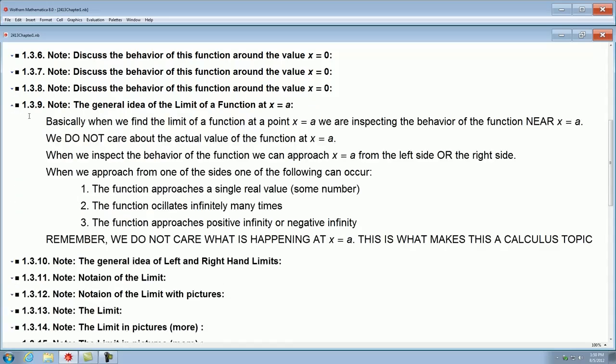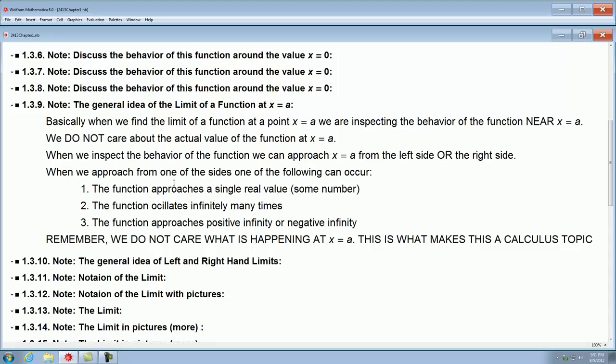So the general idea of the limit. Basically, when we find the limit of a function at a point x equals a, we are inspecting the behavior of the function near x equals a. We do not care about the actual value of the function at x equals a. When we inspect the behavior of the function, we can approach a from the left side or the right side.